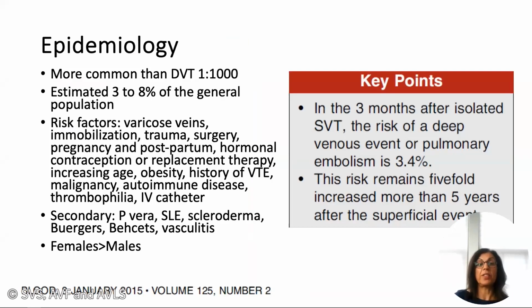And in the Swiss study, we see that if you look at the natural history, it actually is not benign. In the 3 months in patients who had superficial vein thrombosis, the risk of DVT and pulmonary embolism was 3.4% and remained elevated even up to 5 years after the original event.